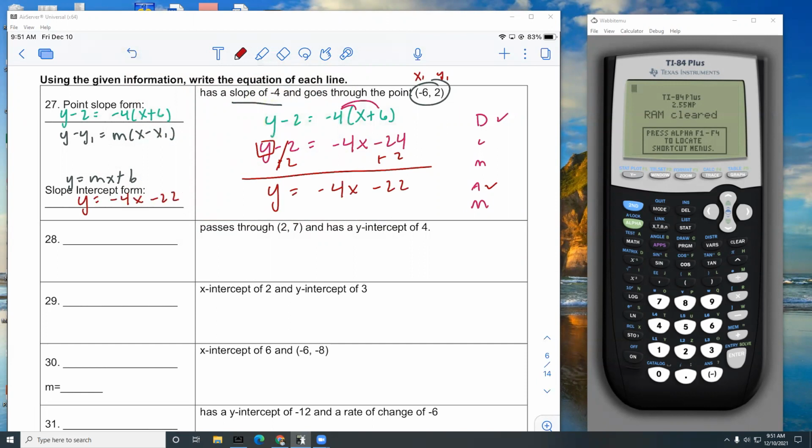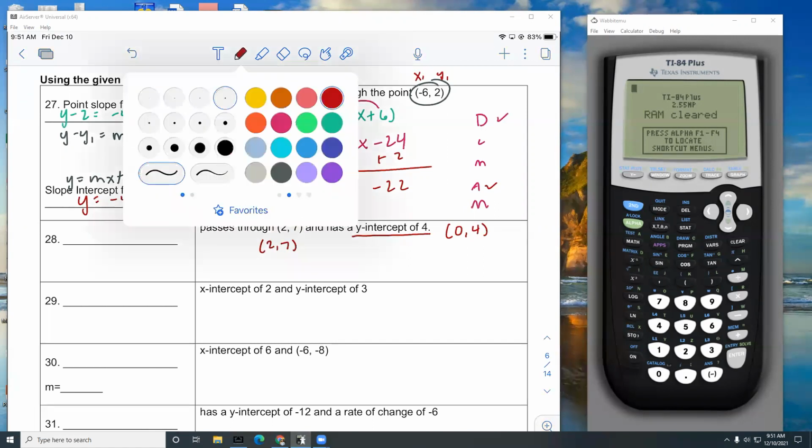All right, number 28. It passes through the point (2, 7) and has a y-intercept of 4. Okay, so this is weird because they don't give us a slope, right? They give me, it passes through a point and a y-intercept. Well, guess what? Here, they actually give me 2 points, all right? So I have the point (2, 7), and then they say a y-intercept of 4. Now, I know for a y-intercept, I have a 0 where the x is, and then a number where the y is. In this case, the number is 4.